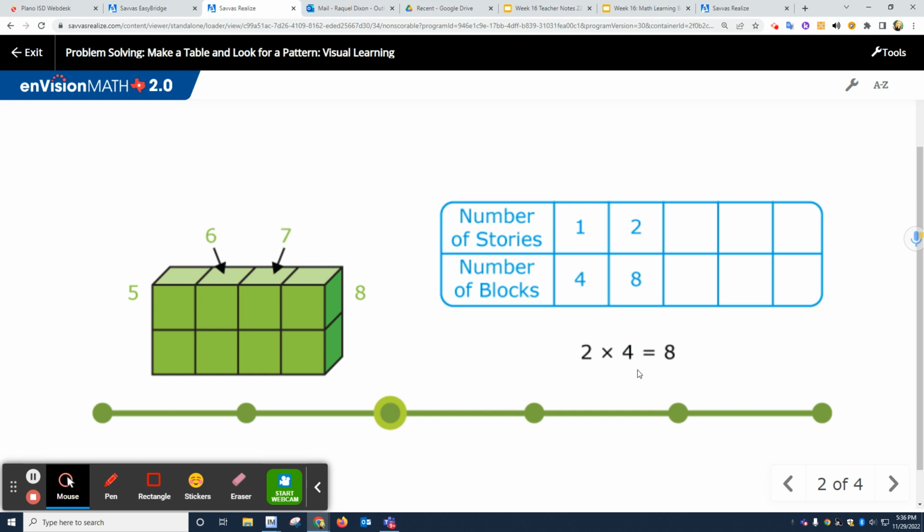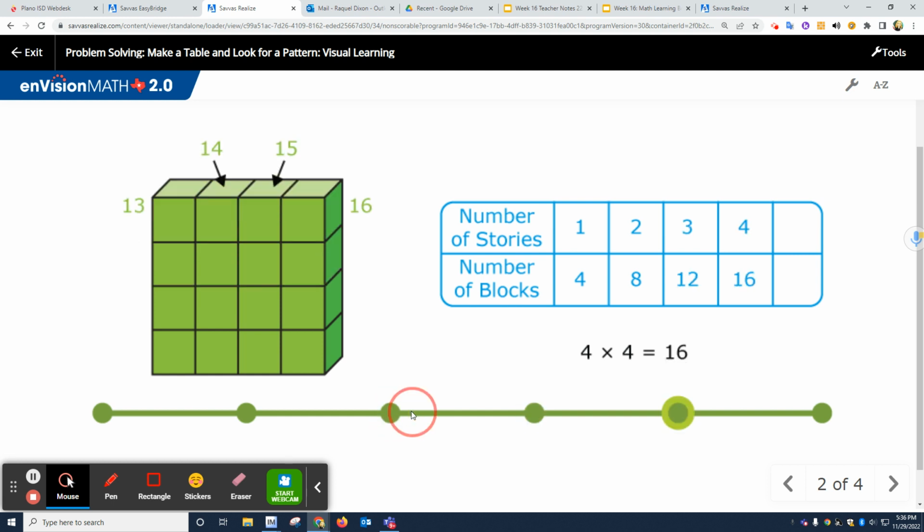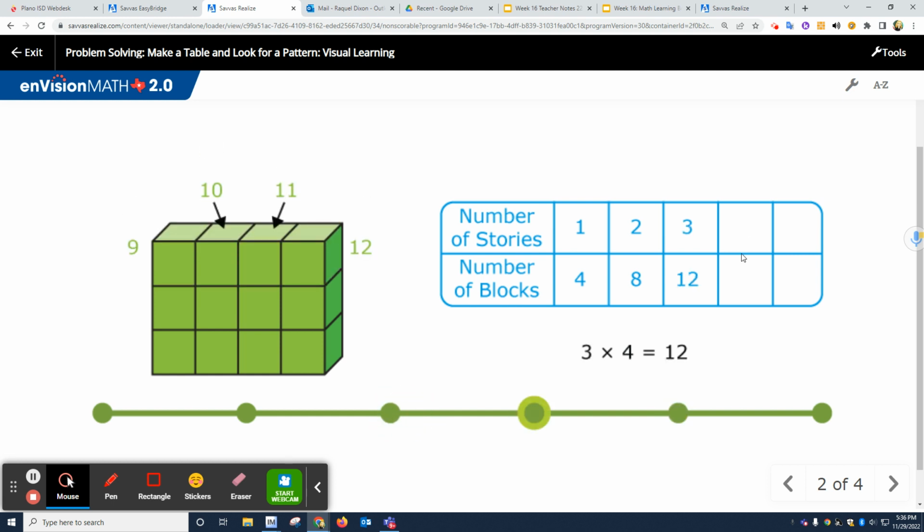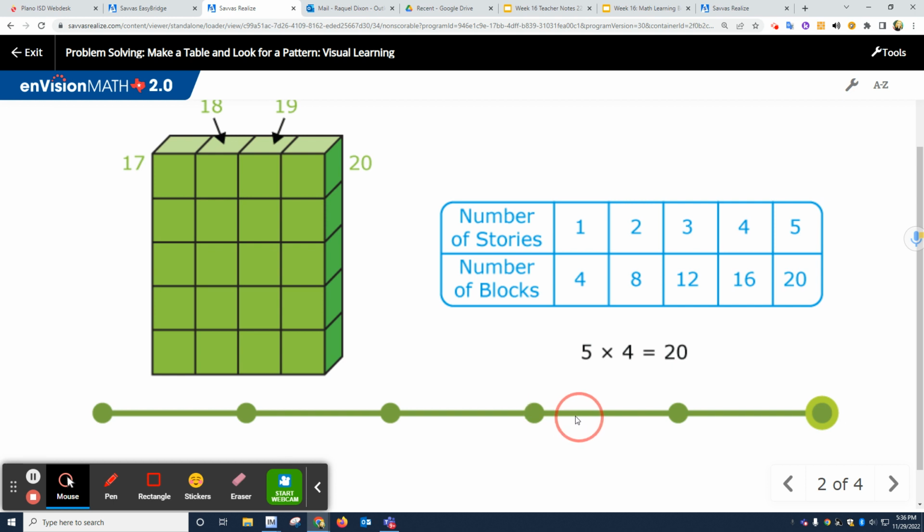blocks. And the numerical expression is 2 times 4. Then if we slide on and put another one on, we have 3 stories. Our numerical expression is 3 times 4, which equals 12 for the number of blocks. Then, if I go ahead and just show you the rest of this, notice that 4 stories, 4 times 4 is 16, and 5 stories is 5 times 4, which is 20.